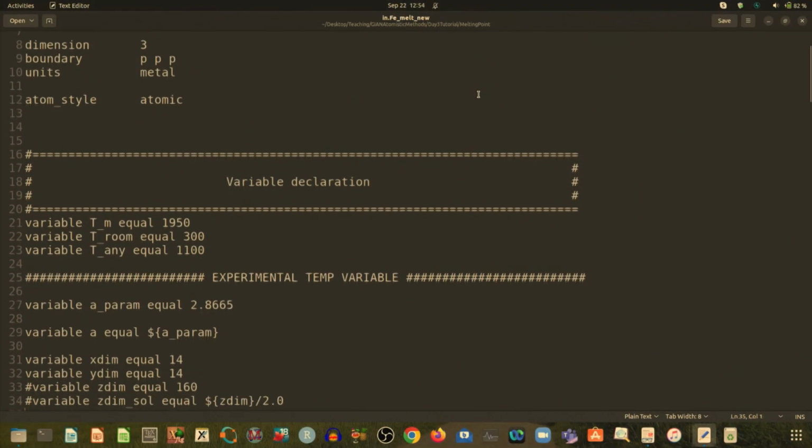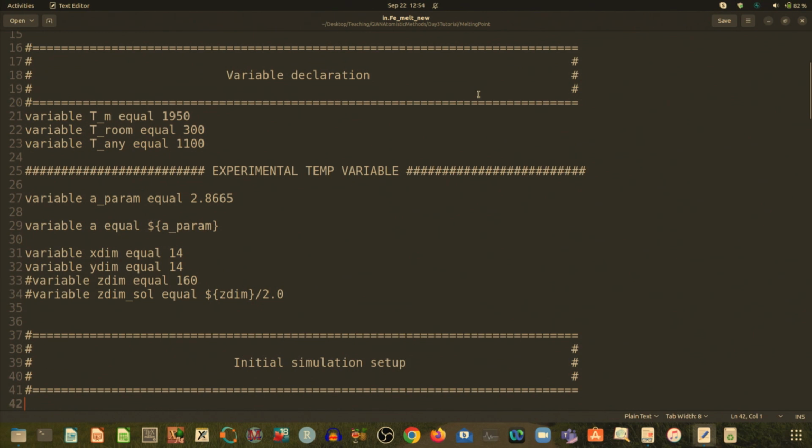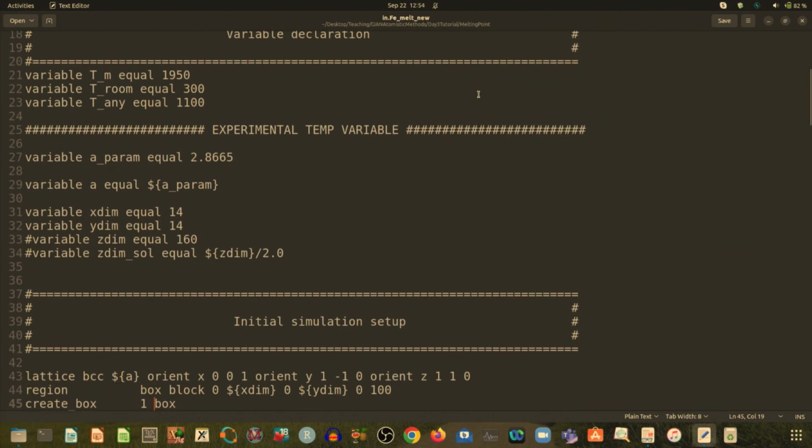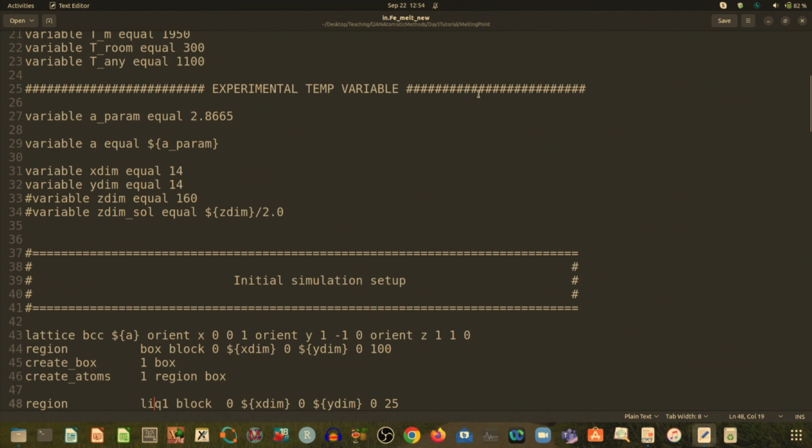So here Sushil has named the variables. There is a melting temperature Tm, which is 1950, and there is a variable called room temperature, which is 300, and there is some Tne, which is equal to 1100. Okay. And then variable x dimension 14, y dimension 14, and so on.